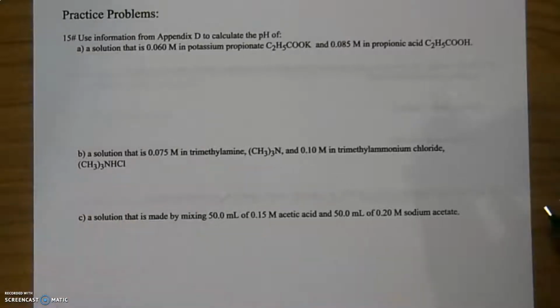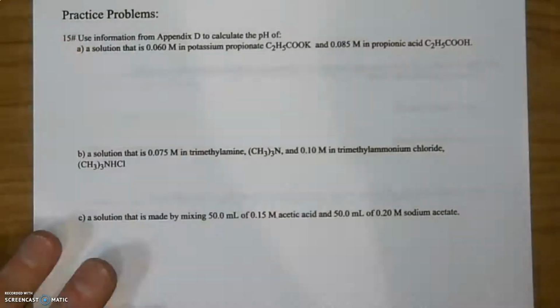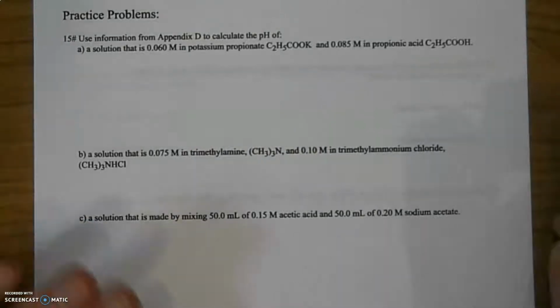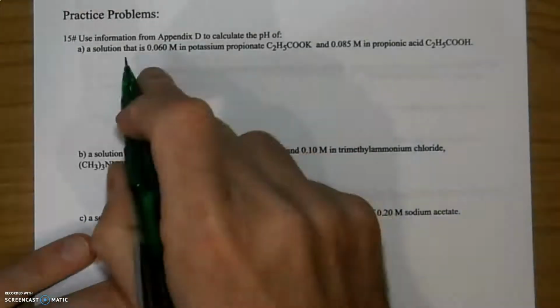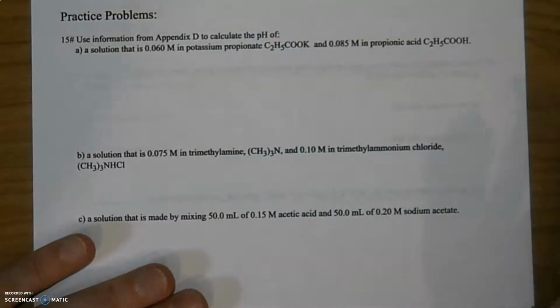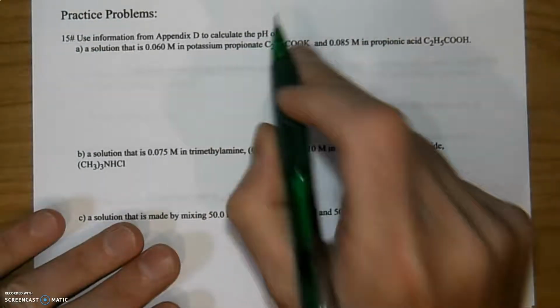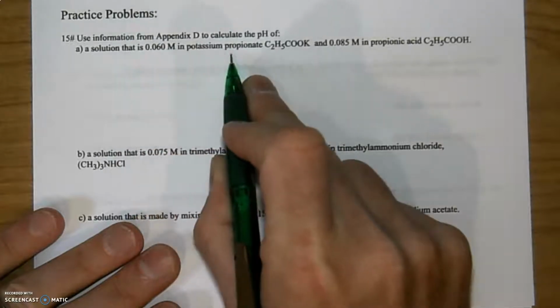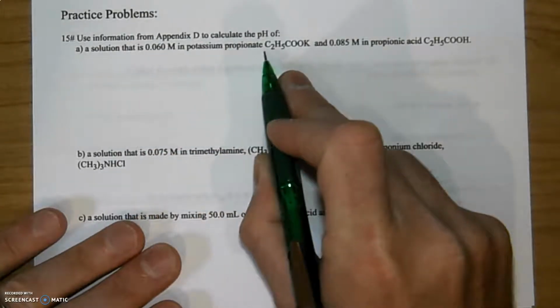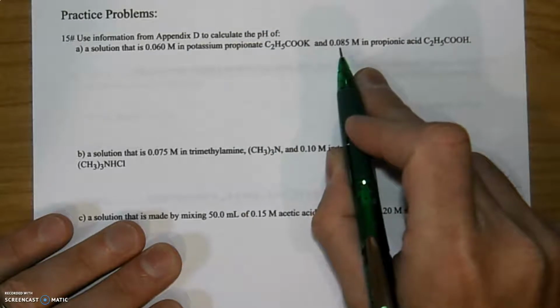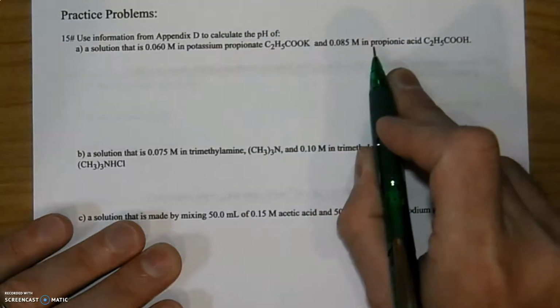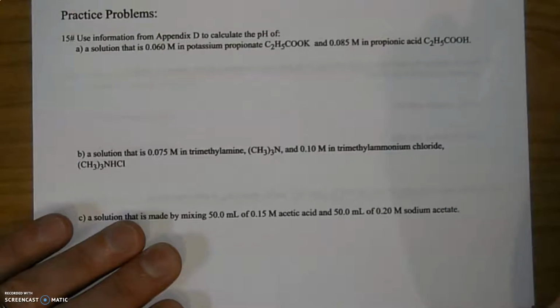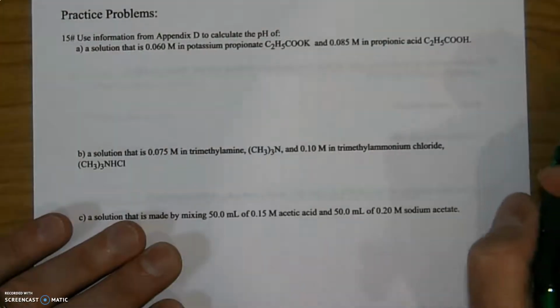We're going to start up this lecture looking at number 15 in the homework problems. For this one, use Appendix D, which has all the K values listed, to calculate the pH of a solution that is 0.06 molarity in potassium propionate and 0.085 in propionic acid, listed there. So I'm a little bit lazy.